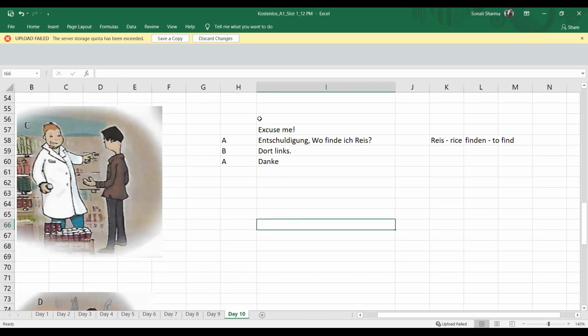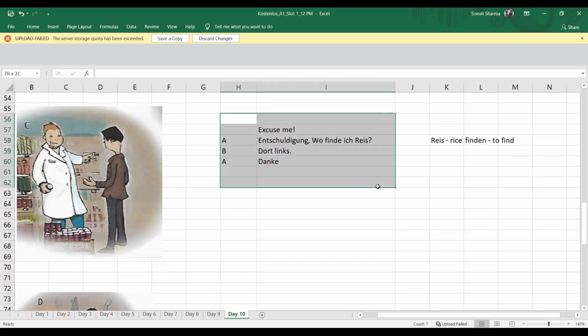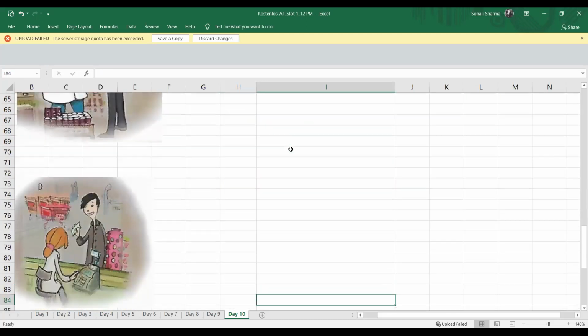This was quite short one. So, Entschuldigung, wo finde ich Reis? Dort links, danke. So this is how you can ask somebody where a particular thing is kept, and he will just direct you. So this part we have already done. How to give directions to go left, right, straight, and all this we have done. Okay, let's quickly move to the next part.